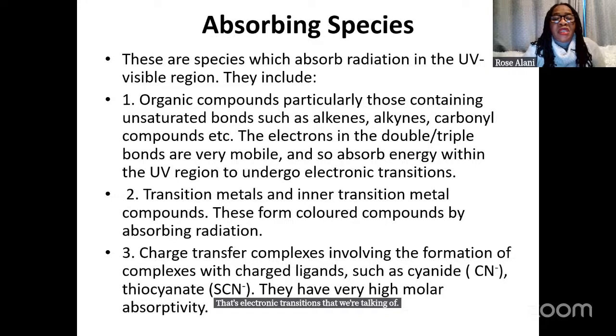Another absorbing species is transition metals and inner transition metal compounds. These form colored compounds by absorbing radiation. We also have charge transfer complexes, which involve the formation of complexes with charged ligands, such as cyanide ions and thiocyanate ions. These have very high molar absorptivity.